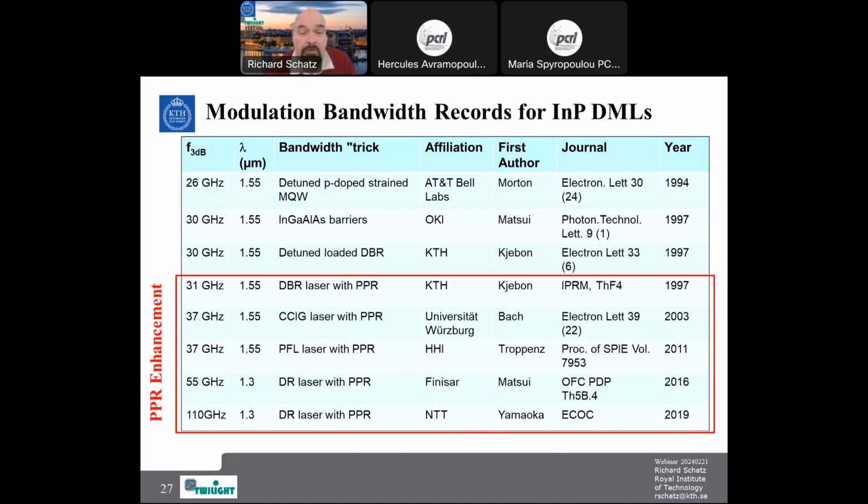The highest bandwidth has been published by NTT. I will talk about that later in the talk when I talk about LaserMatrix. Right now, I will focus on what I did together with Yasuhiro Matsui at Finisar. We reached 55 gigahertz bandwidth and then 80 gigahertz bandwidth in our lasers. So I will talk about that now.